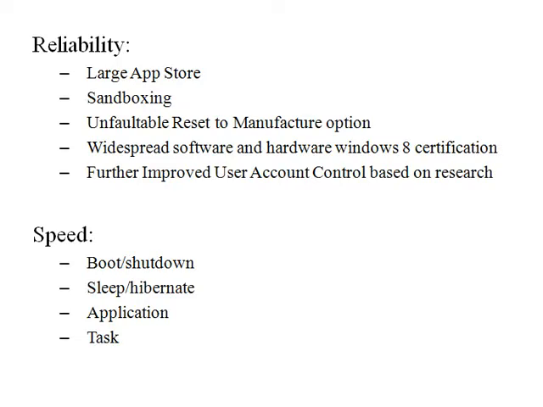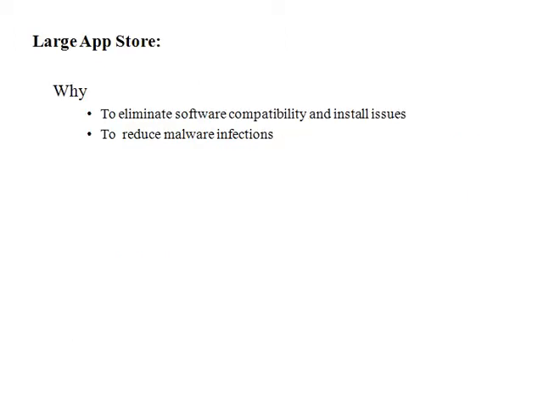Okay, so with regard to reliability, Microsoft needs to focus on the App Store and on an unfaultable reset to manufacturer option. With regard to speed, Microsoft should focus on task speed, and we'll get into all these other features in the slides to come. The most important feature in Windows 8 is the App Store. So why do we need it, and what does it look like?